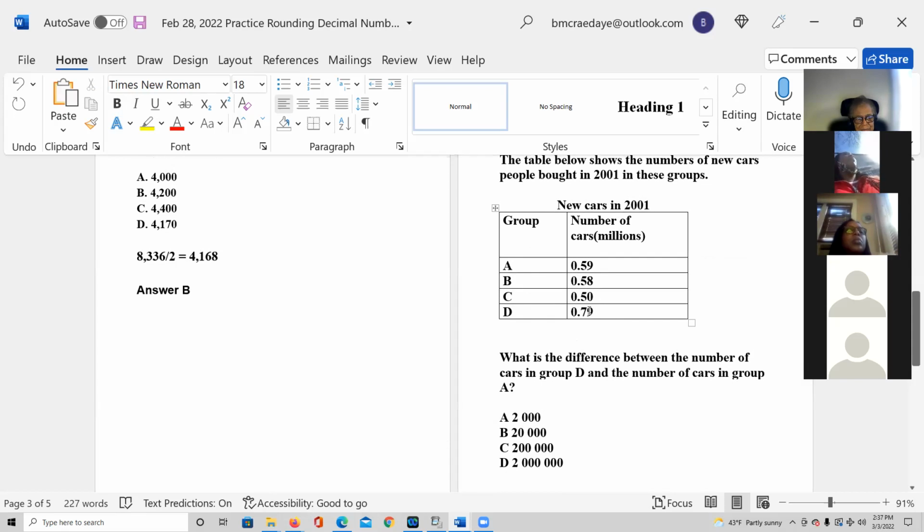You would get like 79 million? No, you get something bigger. 0.79 times a million is 790,000.